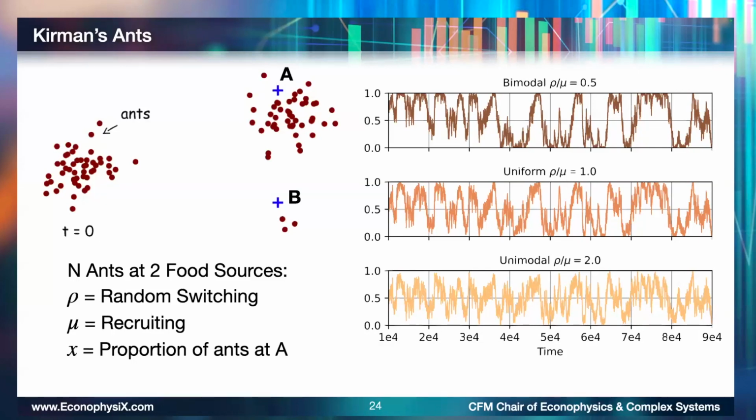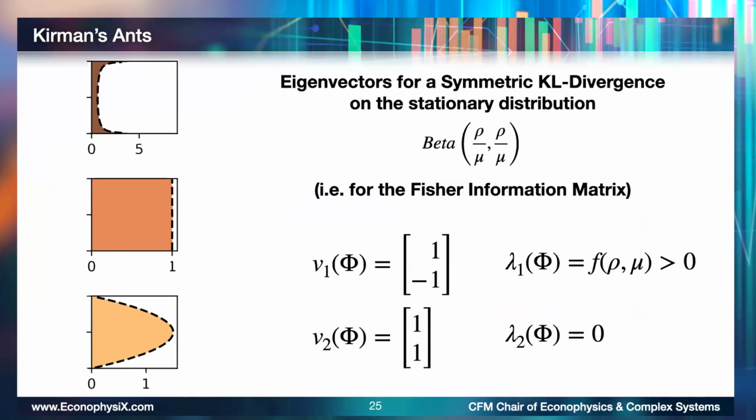Or you can have a high degree of recruiting versus random switching, and you see that there's some biasability, in the sense that ants will remain at one food source for a while and then all jump to the other. You can describe this distribution of ants using a beta distribution that depends only on the ratio of parameters, the ratio of recruitment to random switching.